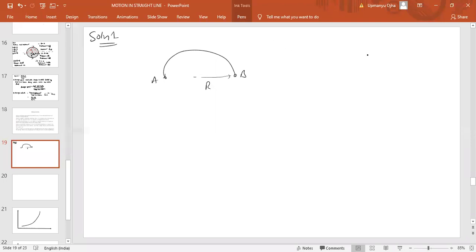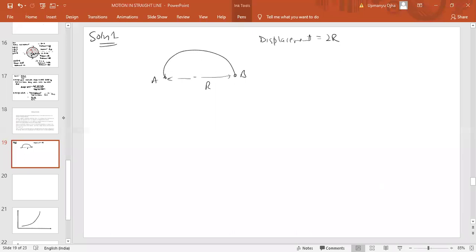Fine. So what is the displacement of the particle? When it moves from A to B, displacement is basically the shortest distance between B and A. If you think of the displacement between A and B, what is the displacement here? It should be equal to r plus r, that is 2r. So displacement will be equal to 2r.